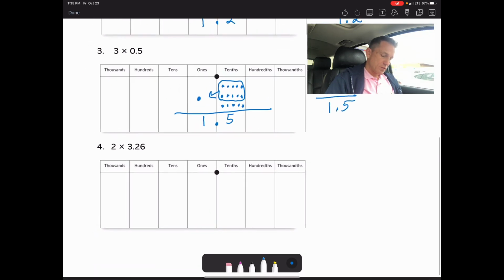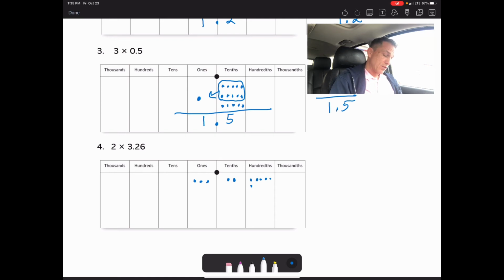All right, let's see what the last problem looks like here. So in the last problem, I'm going to take 3 and 26 hundredths and multiply it by 2. So in 3 and 26 hundredths, I have 3 ones, I have 2 tenths, and I have 6 hundredths. Okay, and I have all of that twice. I have it 2 times.